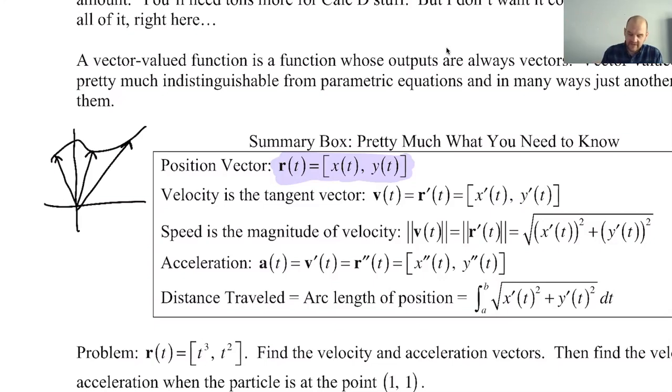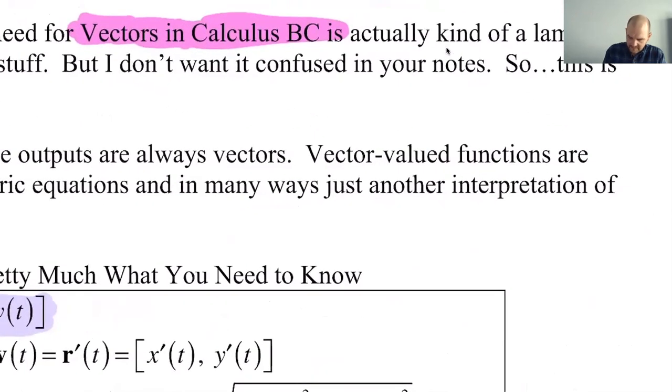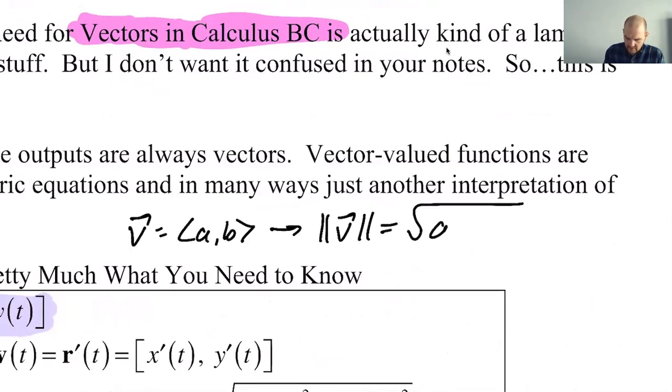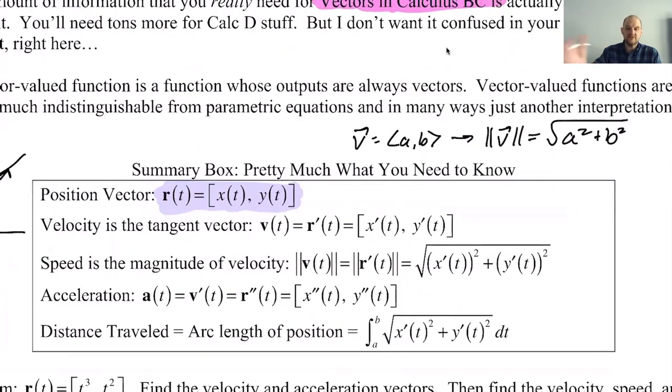The magnitude of a vector, if you recall, is the only thing you really need to remember. The magnitude or norm of a vector: if we have the vector ⟨a, b⟩, the magnitude of that vector is the square root of a squared plus b squared. When we talk about the speed of something moving with a vector valued function, it's the magnitude of its velocity vector. Speed is the magnitude of the velocity vector, so it's the square root of x prime squared plus y prime squared.